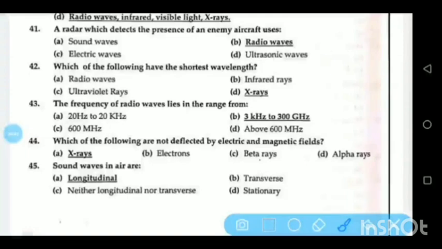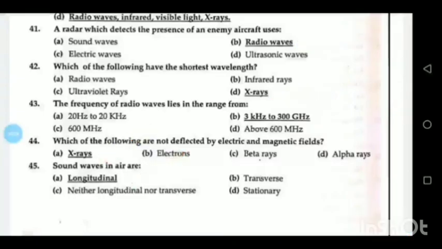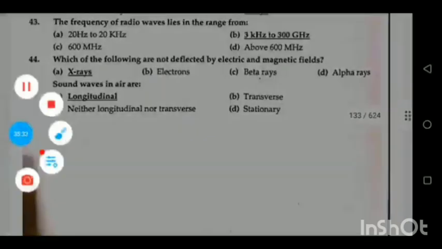A radar which detects the presence of an enemy aircraft uses radio waves. Which of the following have the shortest wavelength? X-rays. Which of the following are not deflected by electric and magnetic fields? X-rays. Sound waves in air are longitudinal.